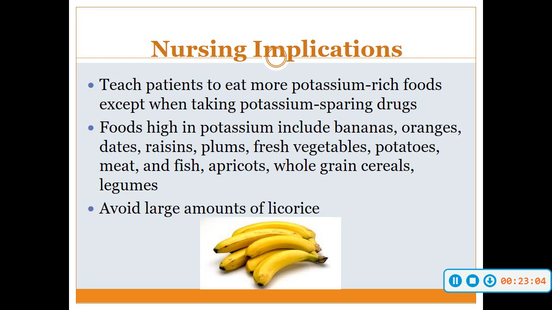So what are we going to do? We're going to teach our patients, hey, if you're not eating, eat. Eat more potassium-rich foods, except when taking potassium-sparing drugs like spironolactone, Aldactone, which keeps our potassium for us. And there's just a small list: bananas, oranges, dates, raisins, plums, fresh vegetables, potatoes, meats, legumes, because that's in every hospital's dietary thing.